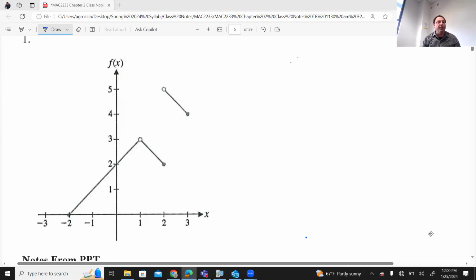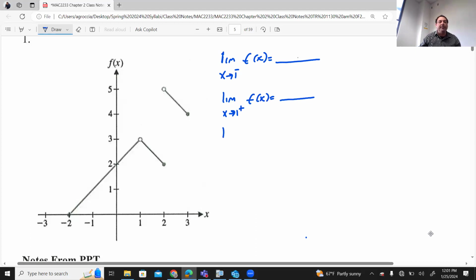So what do you want to look at first? 1 or 2? 1. Okay, so let's go investigate 1. So we're going to do the limit as x approaches 1 from the left. We're going to do the limit as x approaches 1 from the right. And we're going to do the limit as x approaches 1. Then, after I check all the limits, I'm going to see what happens when you plug in 1.